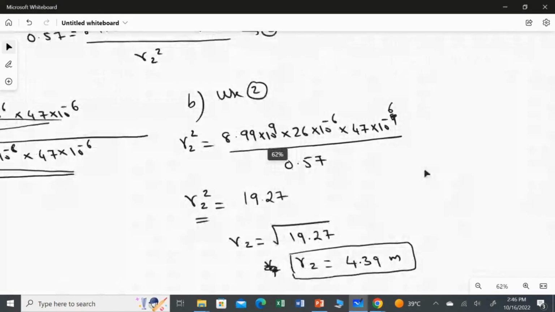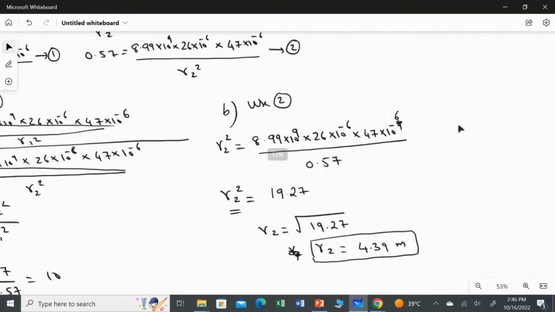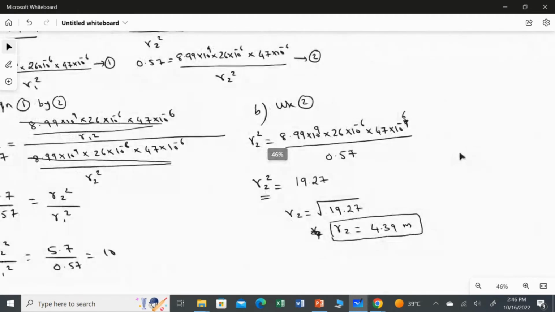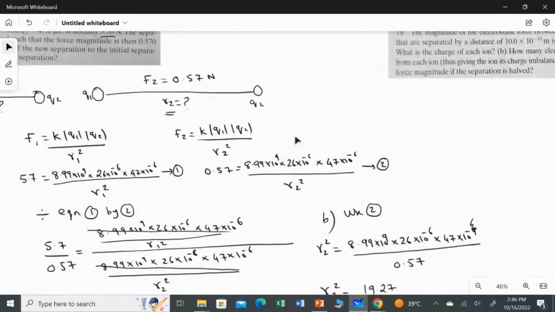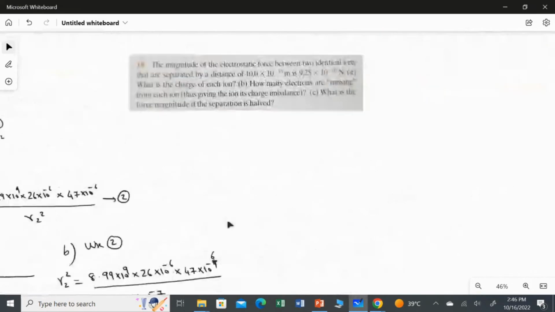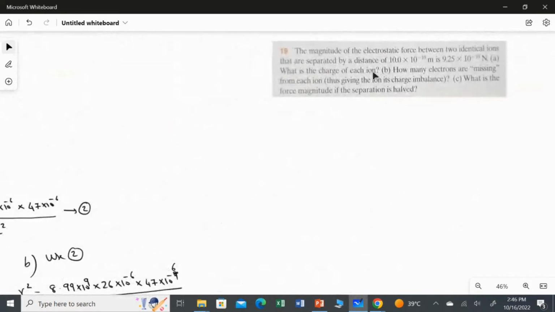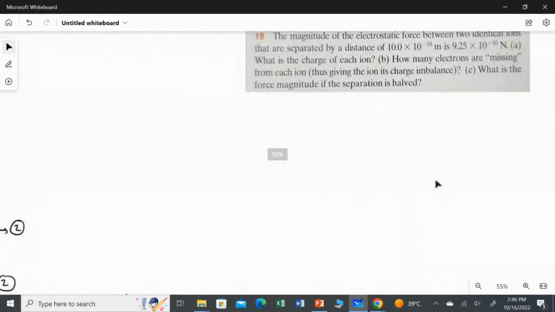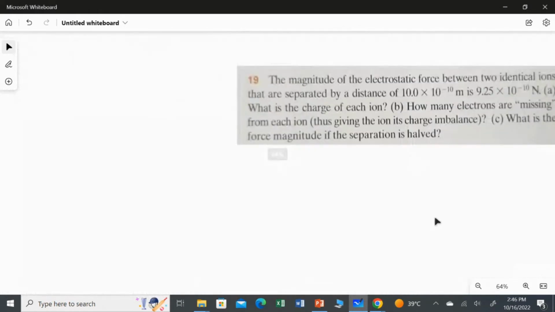So here in the first part and the second part, we are just dealing with Coulomb's law. But the most important thing, you have to identify what is the force in the first part, what is the force in the second part. Clear? Okay, now we have to find the answer for the third question.